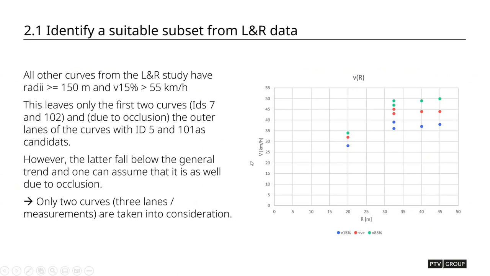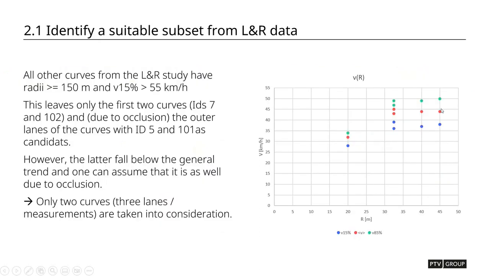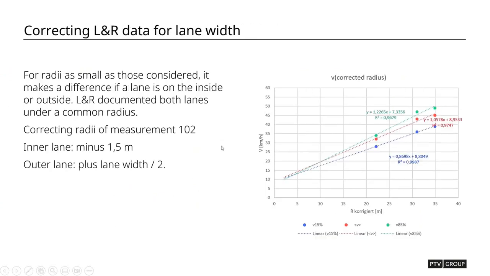Good. So we are left with only few data, and here included is even still data from those two curves where I was not sure if there is occlusion which slows down drivers. But as I said, they fall below the general trend. So all other data of the next larger radius curves is at higher values. And so I omitted these as well.